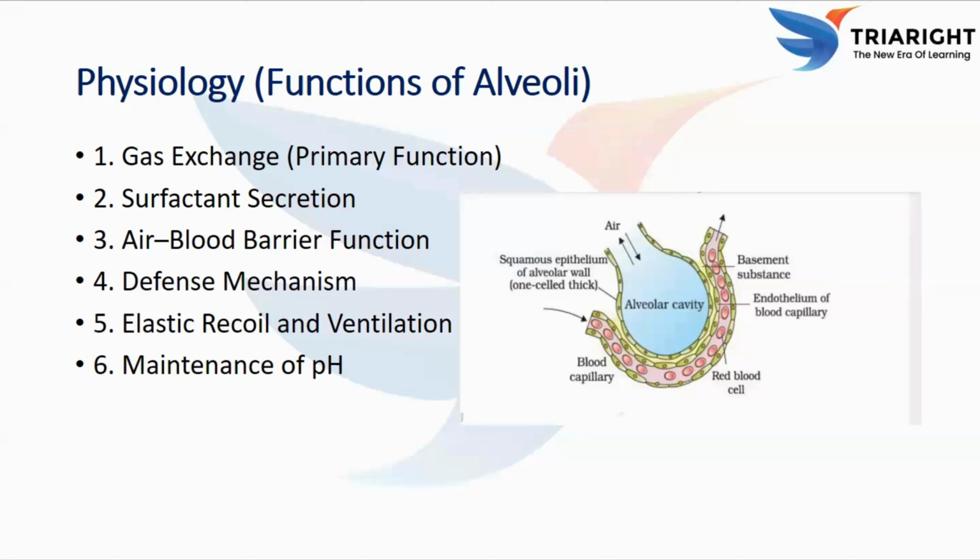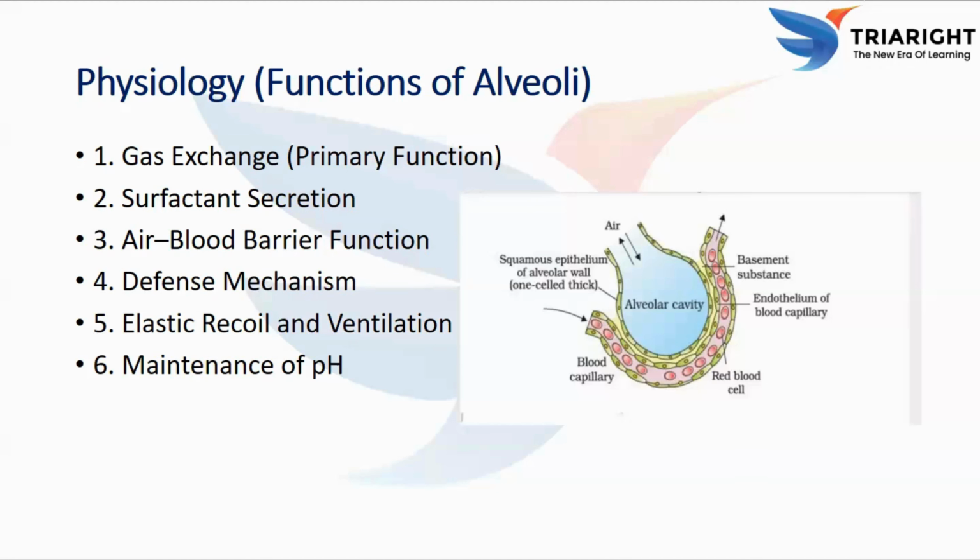The third function, the air-blood barrier function. The alveolar wall and capillary wall together form the respiratory membrane, which acts as a thin air-blood barrier. The barrier is only 1 cell thick, so that the gases get diffused quickly, right? If it were thicker, the gases would take much more time to diffuse. So this 1 cell thickness allows the gases to diffuse quickly.